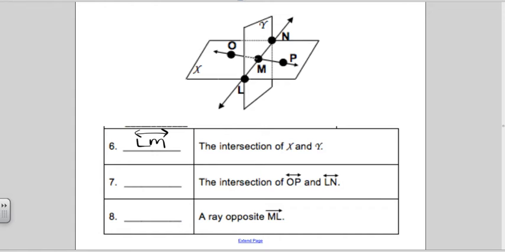Now I want the intersection of lines OP and LN. Remember, 2 lines intersect at a point. The point where these are going to intersect is point N.